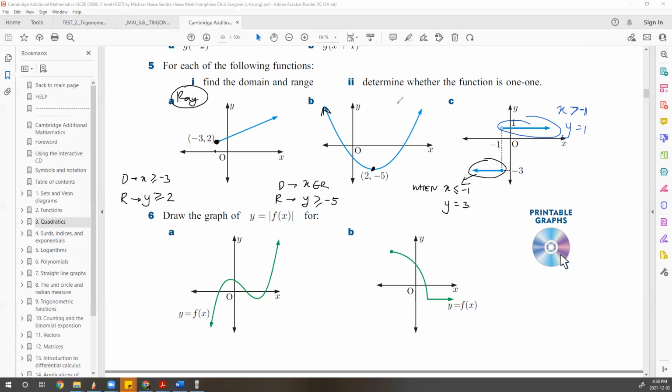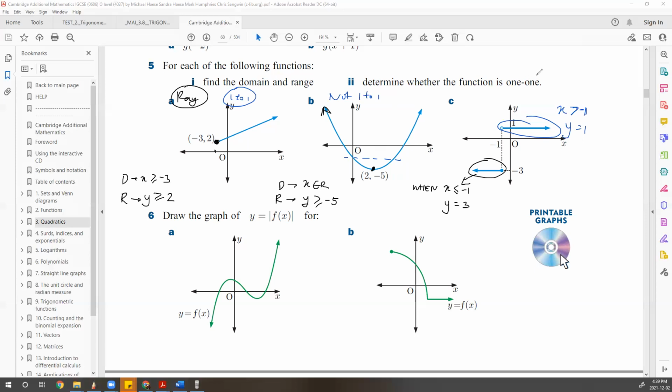And determine whether the function is 1 to 1. Yes, for part 1, this is 1 to 1 because one y to one x. Every x has a specific y. But in this case, this is not 1 to 1. Why? Because we have one y with two values of x, right? So not 1 to 1.